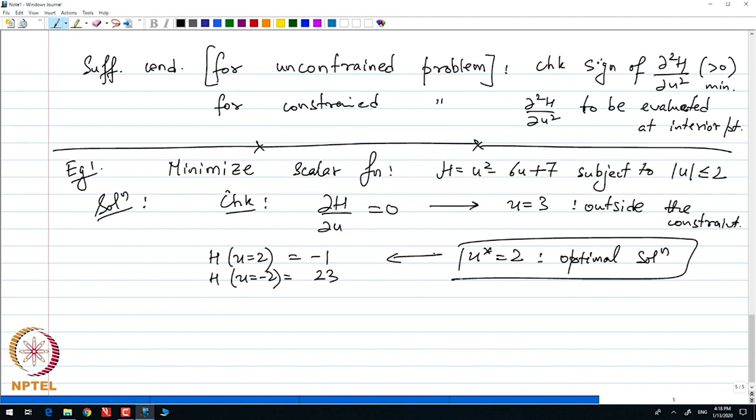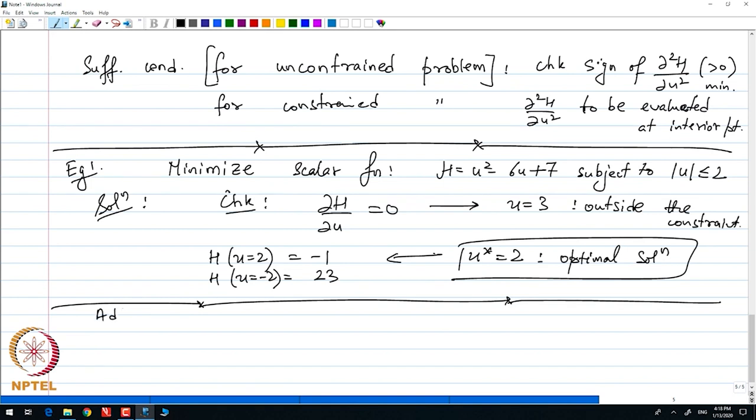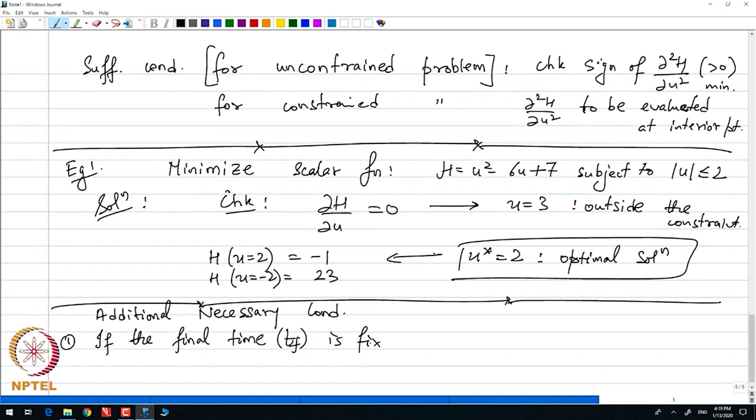Okay. So then let me wrap up the discussion of this part of the constrained optimization before giving examples by mentioning two other points. The first point is we have two additional necessary conditions. The first condition is, if the final time tf is fixed, then I expect that the Hamiltonian does not depend on t explicitly, and in that case my Hamiltonian at the optimal value will be a constant.